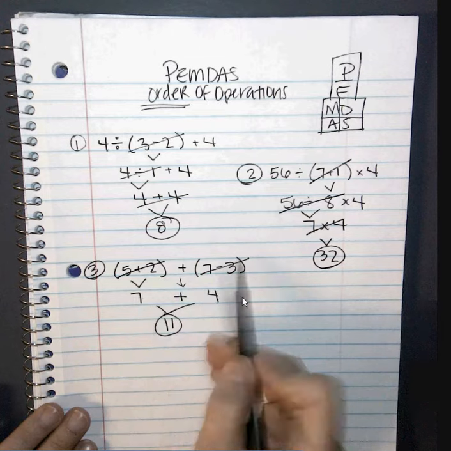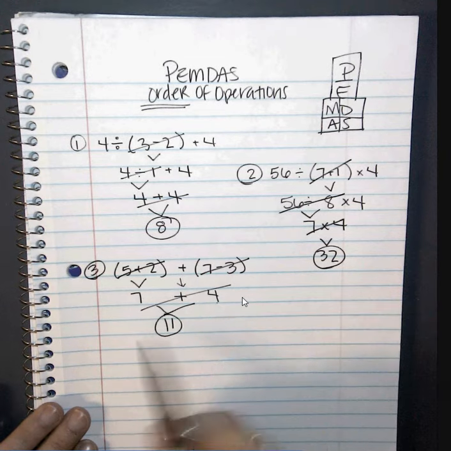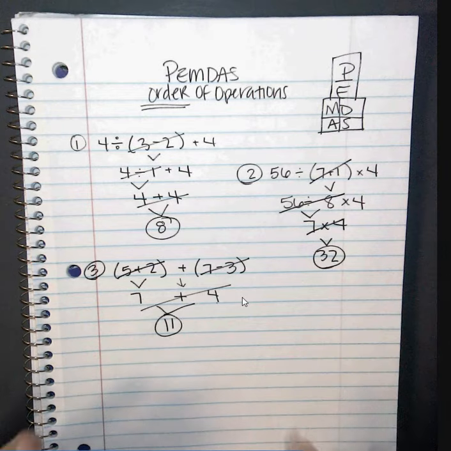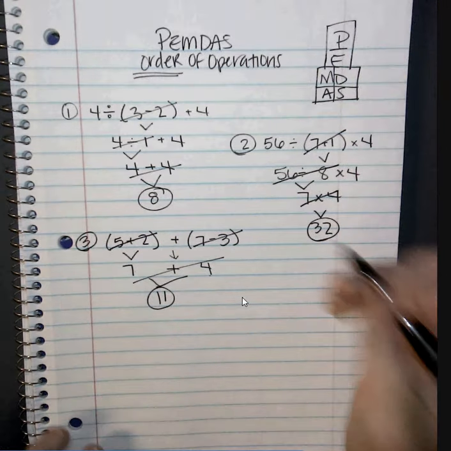Very simple. You did your parentheses and you crossed it off. And then you took both of those and you added them up. That's all you had to do. Okay, let's look at number 4.